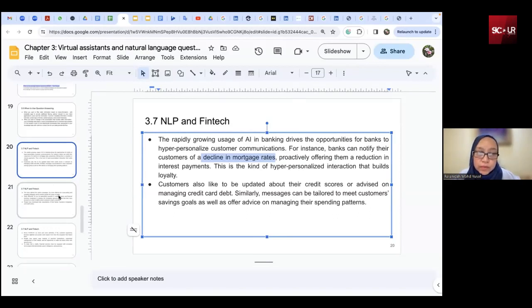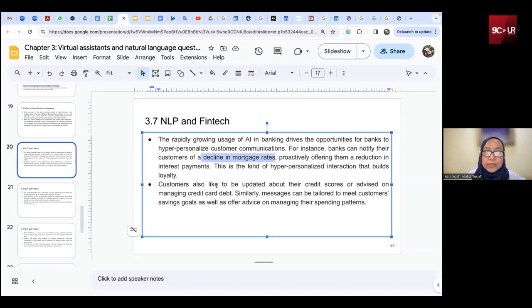Prof, what is the keyword difference between VA and NLP? Because based on the notes, I can see both are similar only, same only. It's similar lah, sama. Actually, kalau nak bezakan, NLP is a technology used in VA.